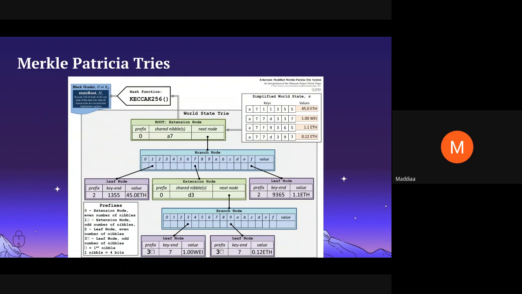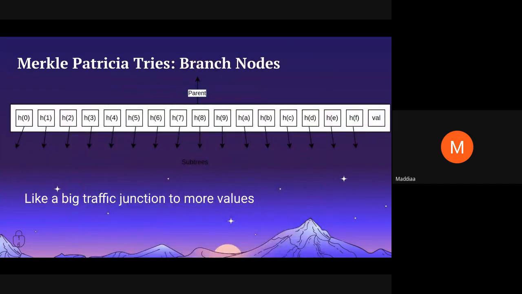And this path can be made up of either a branch node, which is kind of like a traffic junction that splits all 16 potential hex values of each nibble in the path. And then it can have these extension nodes, which are kind of shortcuts, and then leaf nodes, which store the values themselves. So each proof is made up of a combination of these.